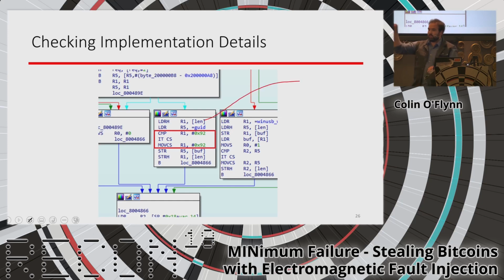It preloads the value from the host computer into a register. It's then saying, is that register too big? Is it larger than this hex 92 size of the struct? If it is, we're just going to copy the maximum size back into our register. So if we could skip this, all of a sudden it's going to just take whatever amount of data I request.